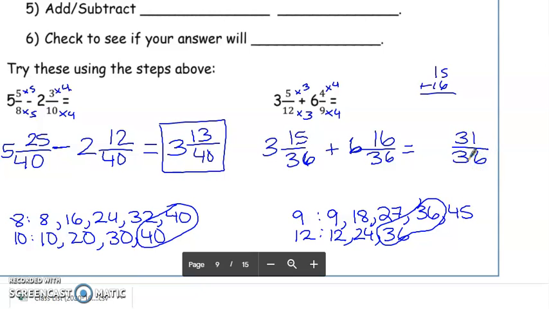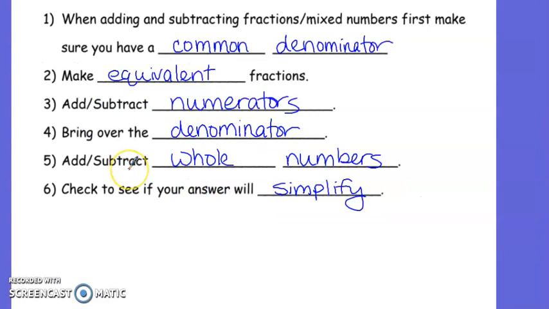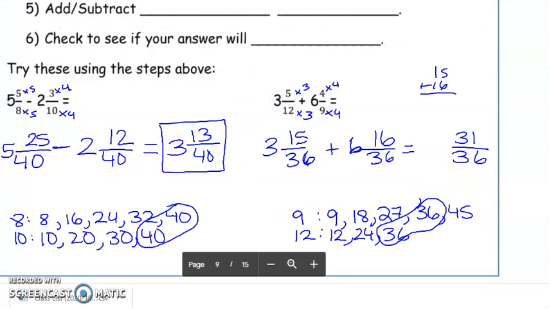Now, second to last step, add or subtract the whole numbers. Add 3 plus 6, just double checking to make sure I wrote it right, 9. And now the last step, check to see if your answer will simplify. Always check that. I hate for you to get this far and then not get your full credit. 31 prime. The only thing I can multiply to get 31 is 1 times 31. So that won't divide by 31. So that, everyone, is how you add and subtract fractions.